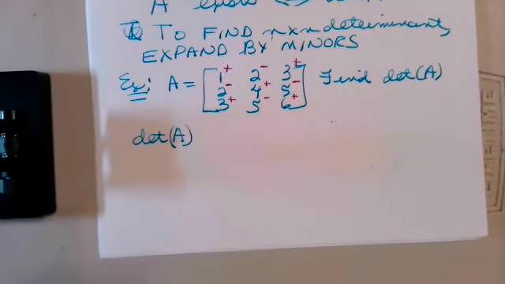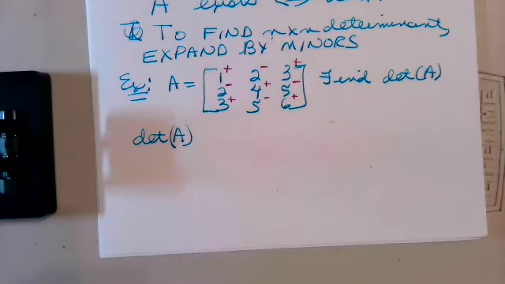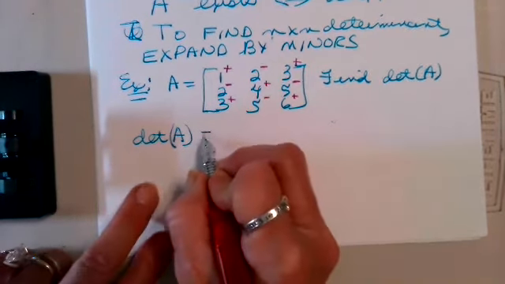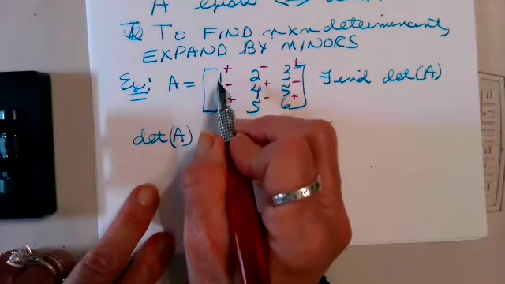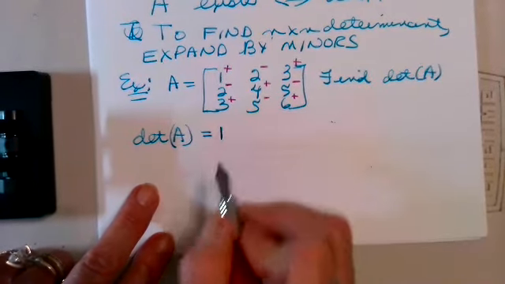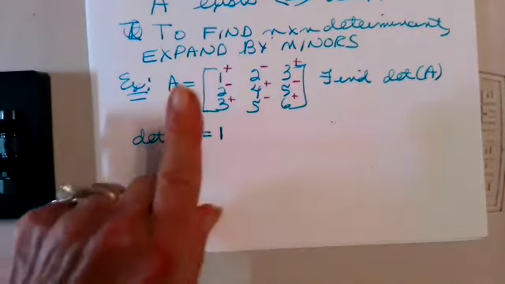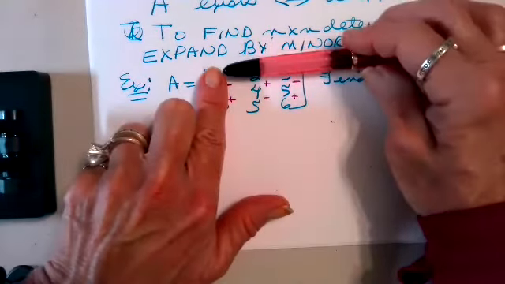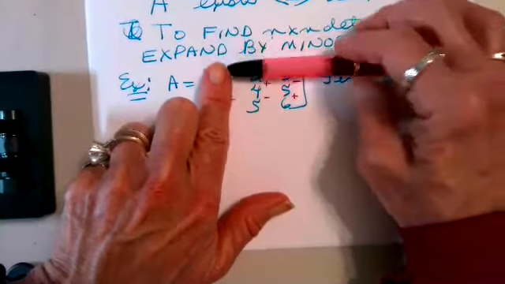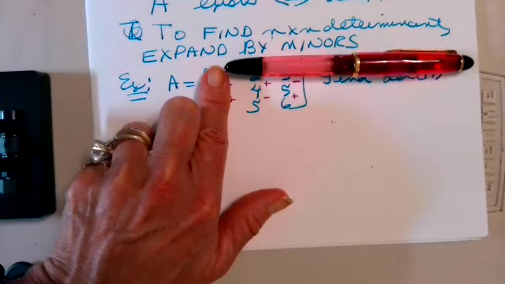Okay, let's go down the first column. What do I mean by expanding my minors? I take this entry, the 1, and I write it down. Then in my mind, I delete the row and the column containing 1. So I delete this row and this column, and if I place things properly, that leaves me with a 2 by 2 matrix.